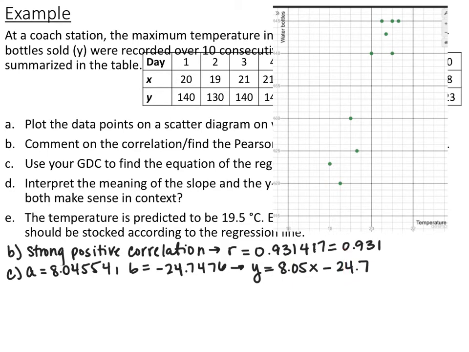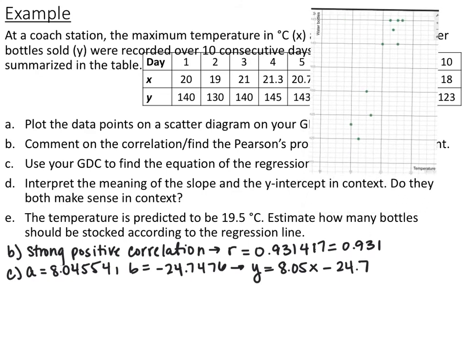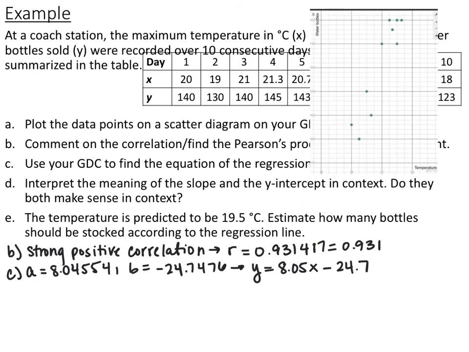And then using your graphing calculator to find the line of regression, I found that a was 8.04554 and b is negative 24.746. So three significant figures, you get y equals 8.05x minus 24.7. So then part C wants us to interpret the meaning of the slope and the y-intercept in context, and do they make sense? So go ahead and pause the video and do that.